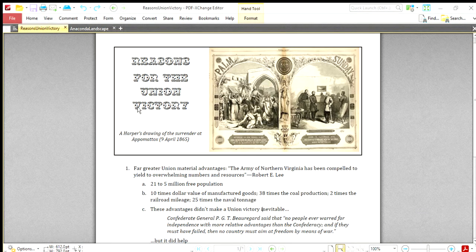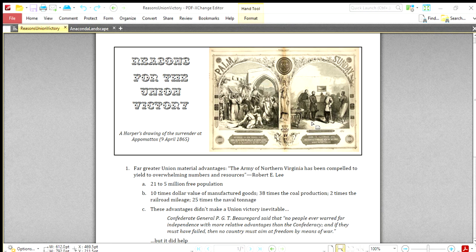This video will go over the reasons for the Union victory chart. The picture here at the top commemorates the surrender by Confederate General Robert E. Lee at Appomattox Courthouse on April 9, 1865. Here you see Lee surrendering to Grant.